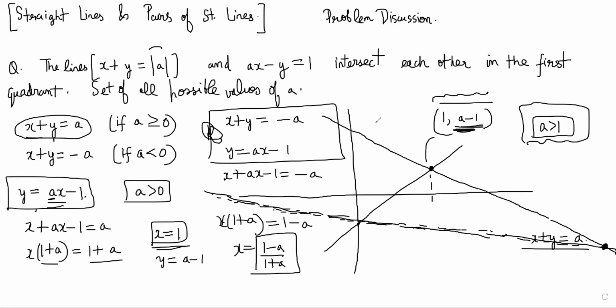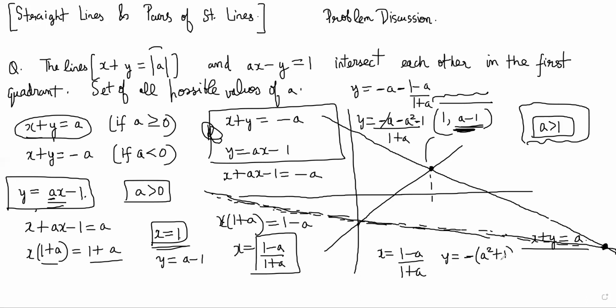And if x is that, then y is equal to minus A minus (1 minus A) by (1 plus A). So y will become minus A minus A square minus 1 plus A. So cancel, it is by 1 plus A. So x is equal to (1 minus A) by (1 plus A), and y is equal to minus of (A square plus 1) by (1 plus A).